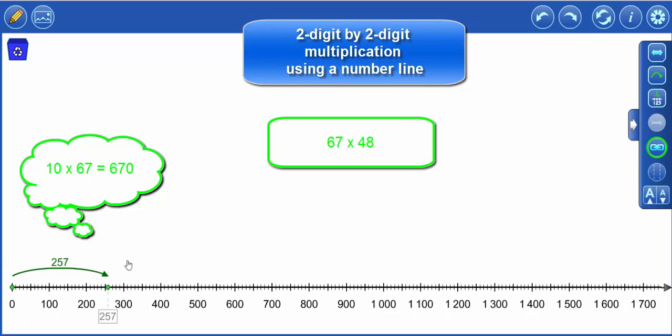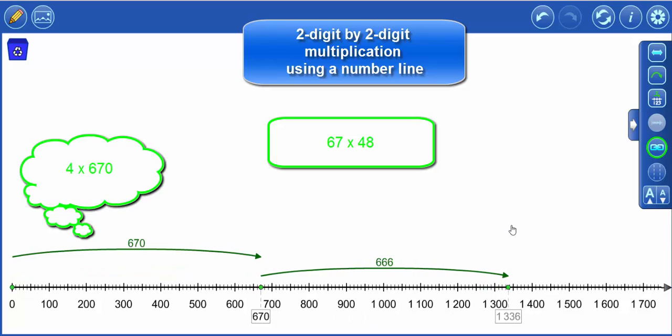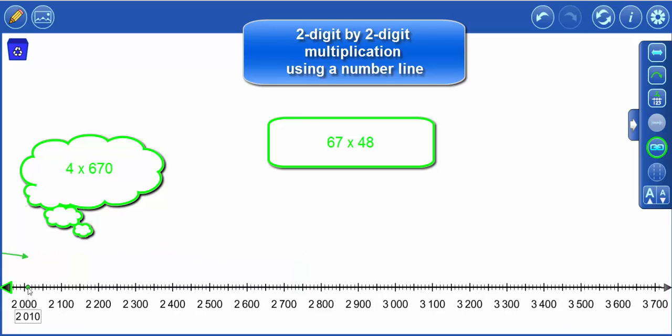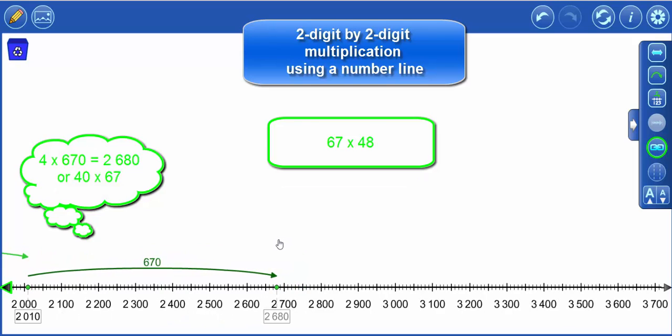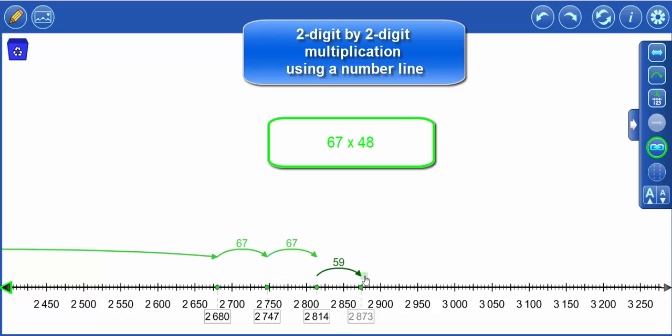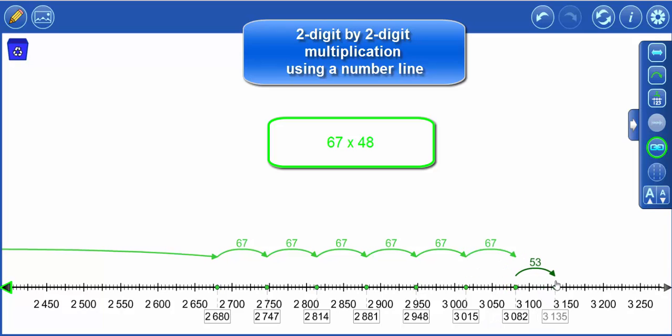If I take 4 hops of 670, I get 2,680. Now I can add on 8 jumps of 67. Giving me the same total of 3,216.